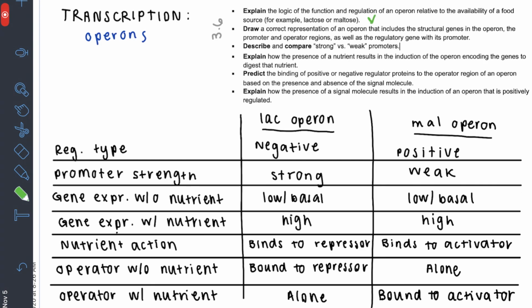So we already talked about how a nutrient like lactose or maltose can affect the regulation of an operon. We drew an operon. We spoke about strong and weak promoters, also about positive versus negative regulators and their binding to the operator, and signal molecules in positive regulation. Just for reference and some vocabulary, an inducer refers to a molecule that regulates gene expression.